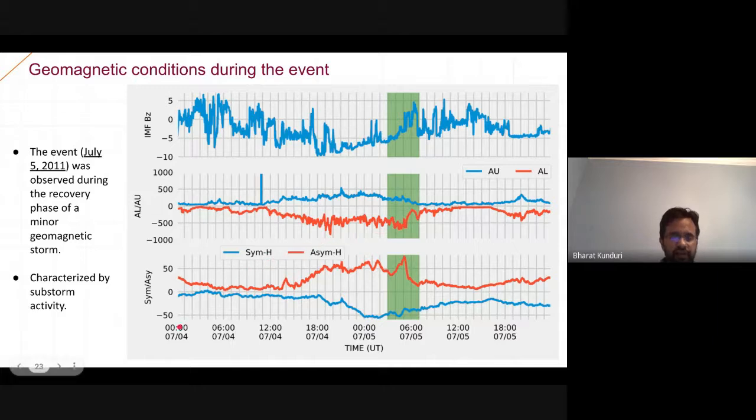This presents observations from July 4th to July 5th, covering 2 days. The period of interest for me is during the recovery phase of the storm, where it is marked by some substorm activity. There is some increase in the SMH index, and SAPS were observed in the mid-latitude SuperDARN radars during this interval.